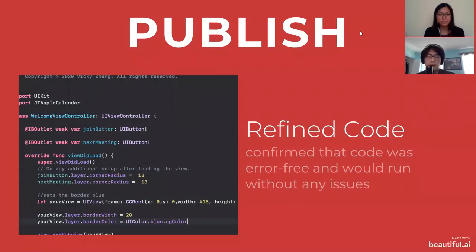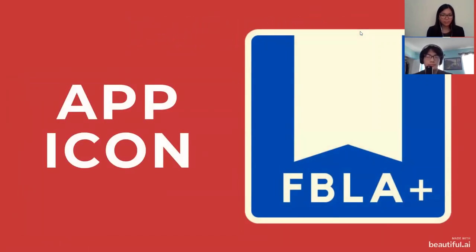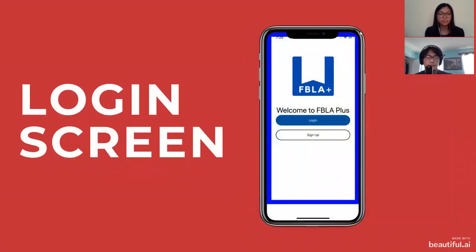In order for us to publish this app, we had to make sure the code was refined, meaning it was error-free and it would run without any issue. Furthermore, we had to make sure the user interface was very easy and pleasant to use. We did not want to create an app that was very complicated and would affect using the app for certain functions. We had to make sure the user interface was visually appealing and improved to help use the app. And here's our app icon for FBLA Plus.